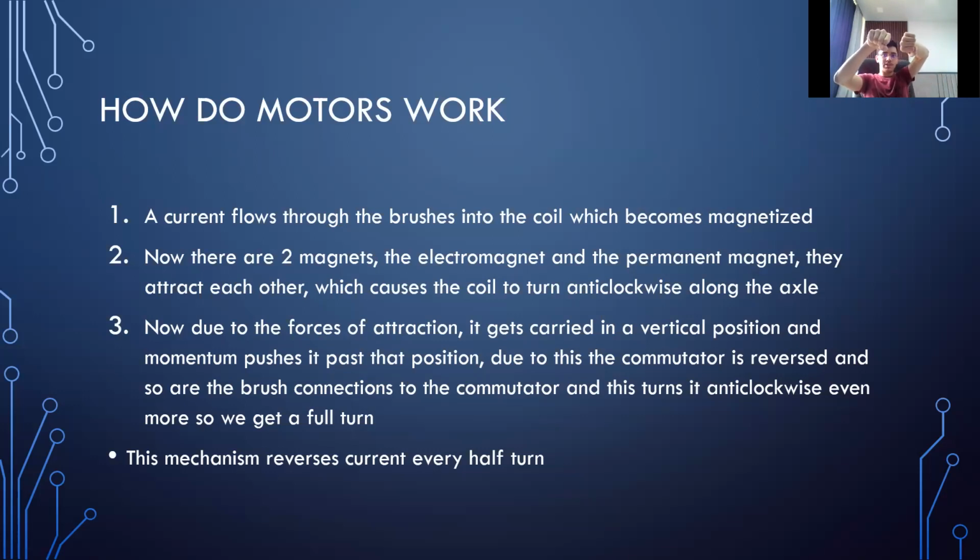But what happens when it moves into this part, it's vertical, its momentum carries it in the same direction, which changes the brush connections, which inverts the brush connections, which makes a south and a south pole, which then repel each other. So the brushes are replaced every half turn, and at the vertical position the momentum pushes it past that position. So when it's vertical, there's still momentum of that coil, it pushes it past, and then the brush connections are reversed, and that's how the motors keep things in motion. This mechanism reverses current in every half turn.